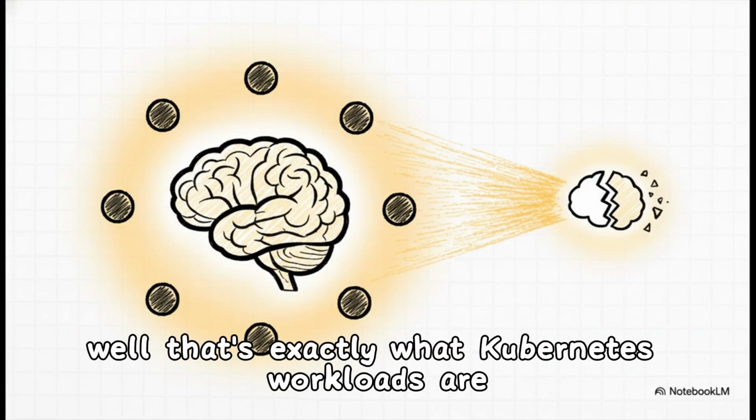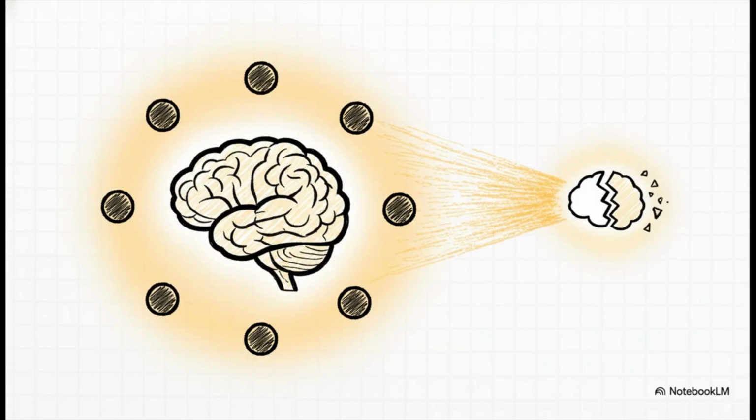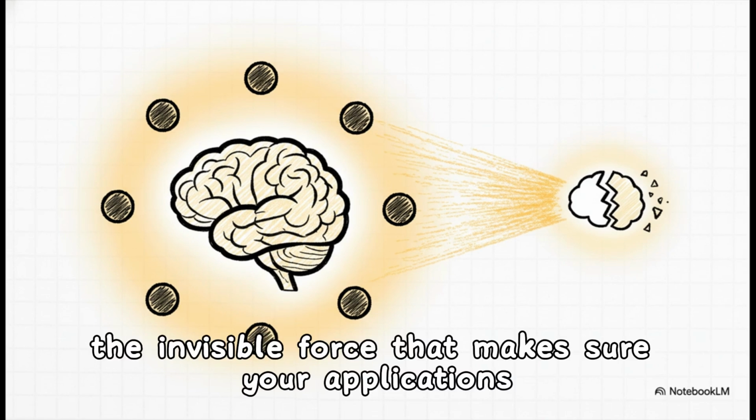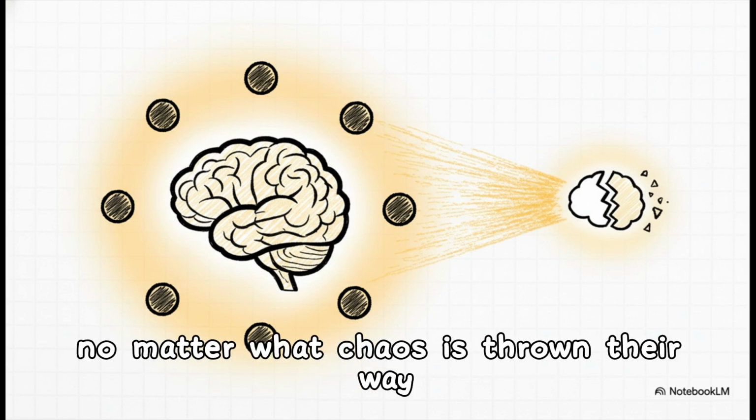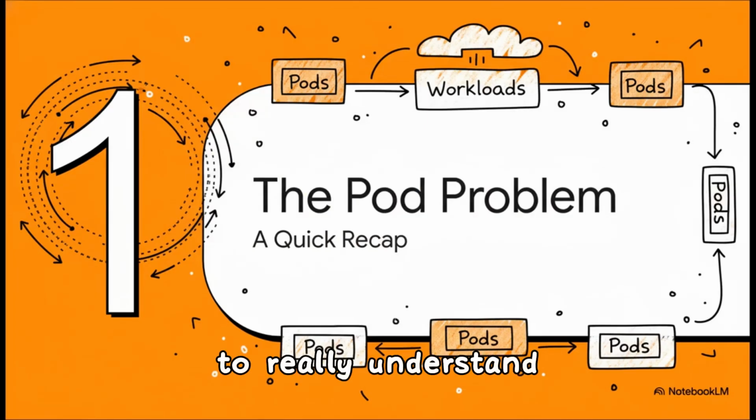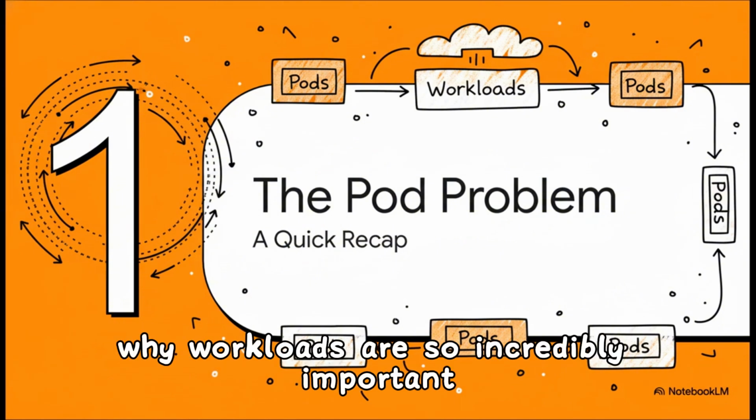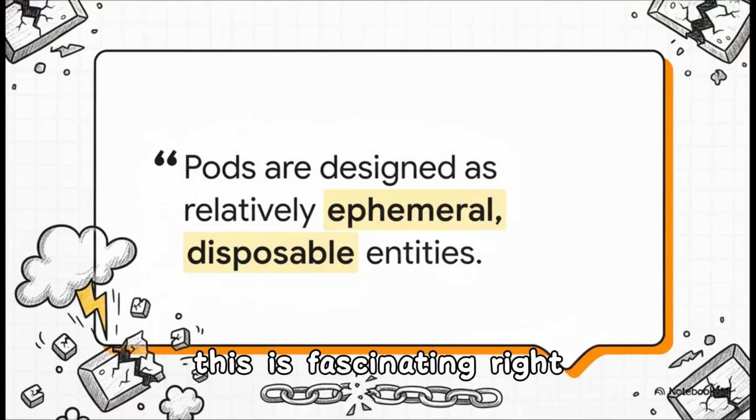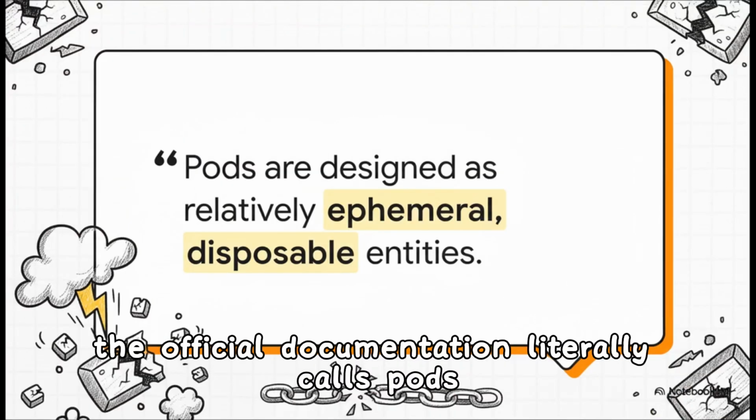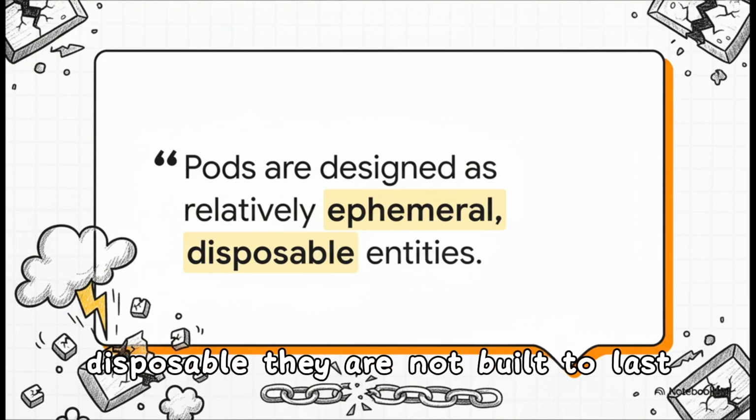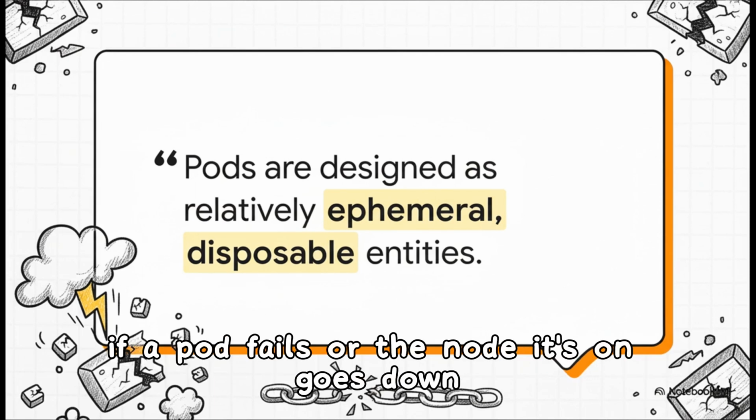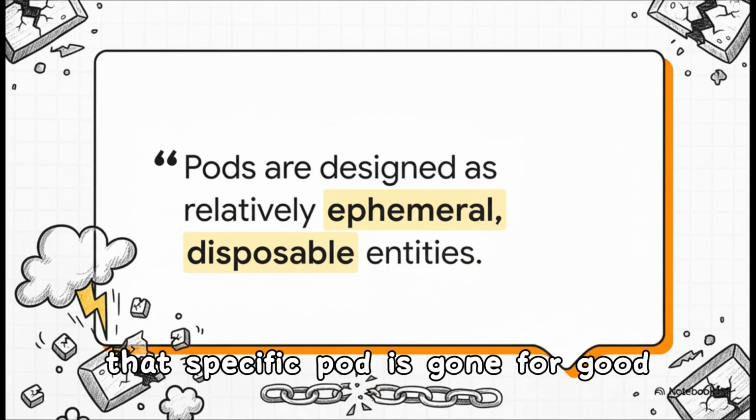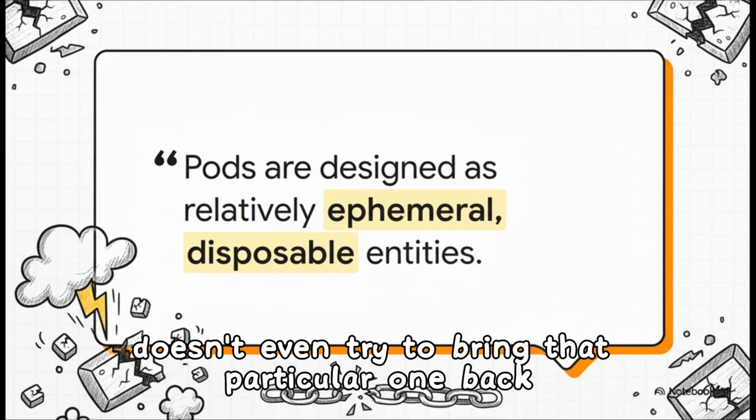Well, that's exactly what Kubernetes workloads are. They are the brains of the whole operation, the invisible force that makes sure your applications stay alive and healthy no matter what chaos is thrown their way. To really understand why workloads are so incredibly important, let's do a quick refresher on what we know about pods. This is fascinating, right? The official documentation literally calls pods disposable. They are not built to last. If a pod fails or the node it's on goes down, that specific pod is gone for good. Kubernetes doesn't even try to bring that particular one back.